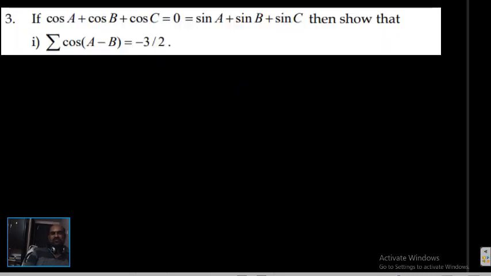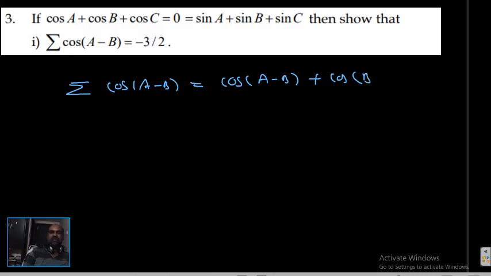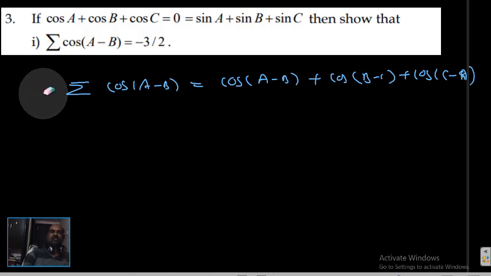Our next problem, an important model. Cos a plus cos b plus cos c equal to 0 and sin a plus sin b plus sin c equal to 0. Then we want to show that sigma of cos of (a minus b) equals minus 3 by 2. What is the meaning of that? Cos of (a minus b) plus cos of (b minus c) plus cos of (c minus a). We want to prove that the summation equals minus 3 by 2.